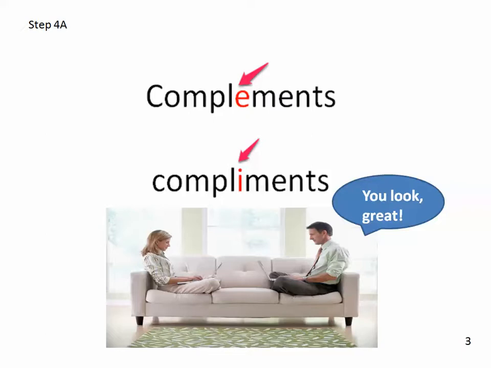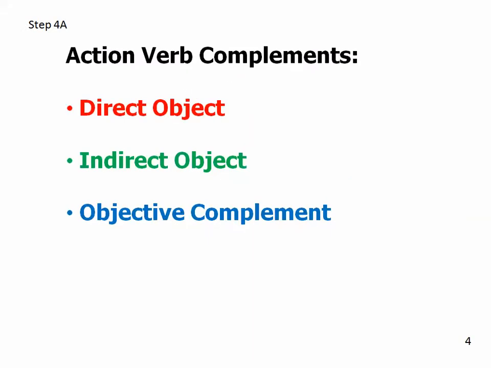That's why it is so important in step 2 to determine if the verb you found is action or linking. In this video, we're going to discuss the complements that follow action verbs and save the linking verb complements for the next video. The complements that follow an action verb include a direct object, an indirect object, and an objective complement. First, we will take a look at the direct object. It will be a noun or pronoun that follows an action verb and answers the questions what or whom. It will complete the action of the verb.